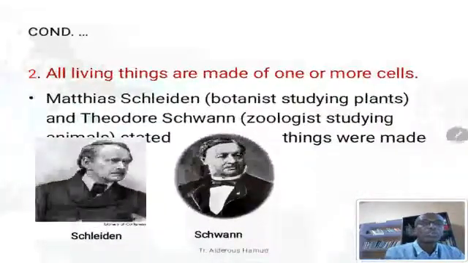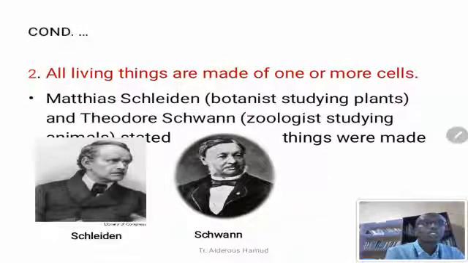Second, Matthias Schleiden, who was a botanist, and Theodor Schwann, who was a zoologist, tried to improve the theory of the cell. They finally agreed that all living things are made up of either one or more cells. By their theory, organisms can be divided into unicellular organisms and multicellular organisms.